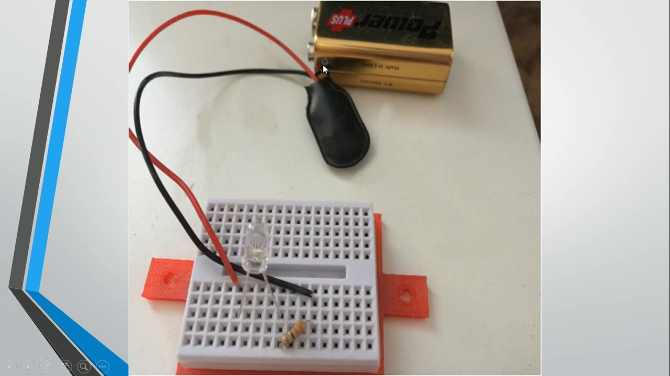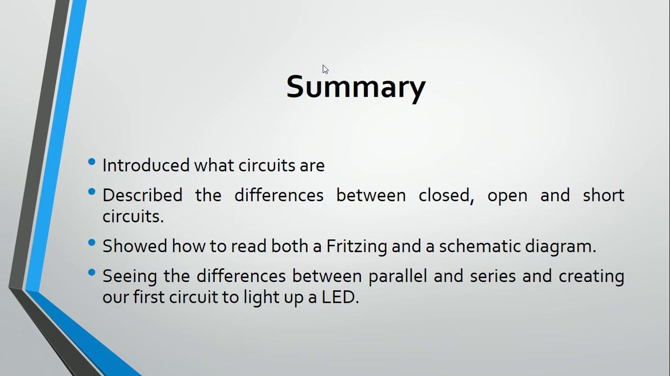Okay, so this is an actual setup of an LED with a 330 resistor, and it is powered by a 9 volts battery. So for the summary, we have introduced what circuits are: open, closed, and short circuits. Then we described the differences between closed, open, and short circuits, and showed how to read a Fritzing diagram and schematic diagram, and saw the differences between parallel and series, and created our first circuit to light up an LED.